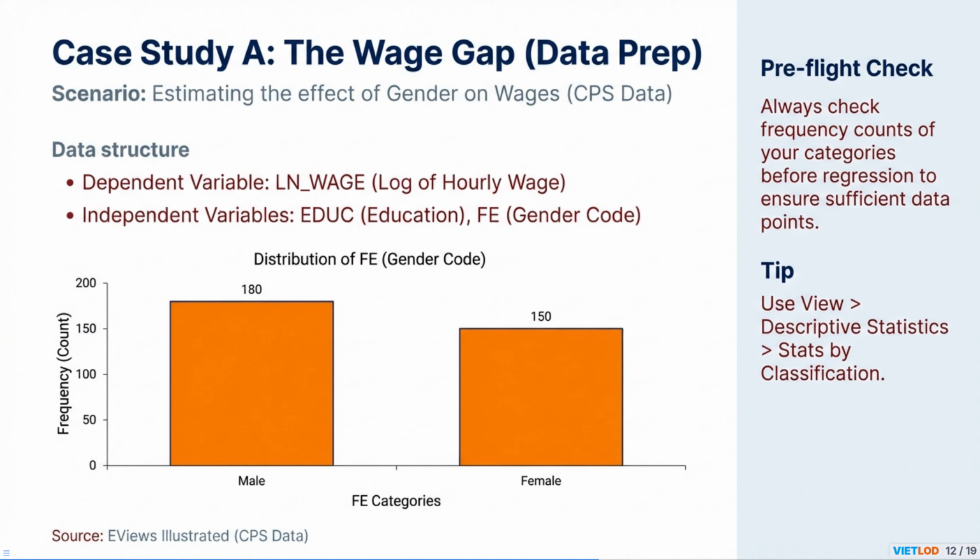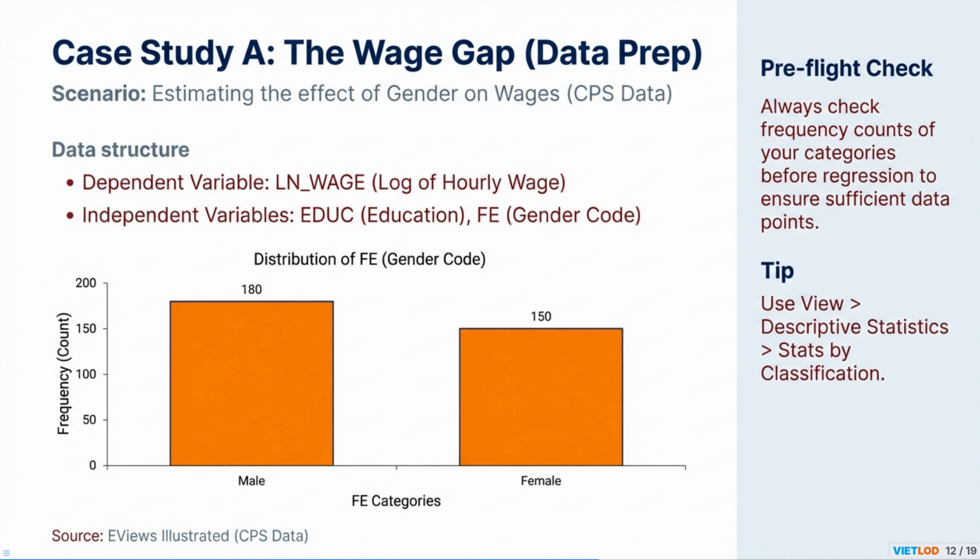Using drop first or drop last within the command tells EViews to create dummies for all categories except the first or last one, which then serves as the reference category. This built-in safety measure ensures your regression matrix doesn't crash due to singularity, saving you from common multicollinearity errors.